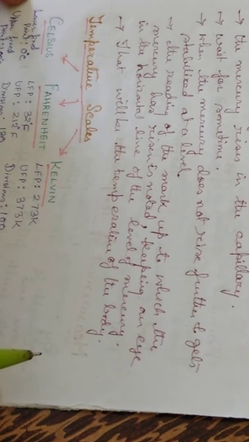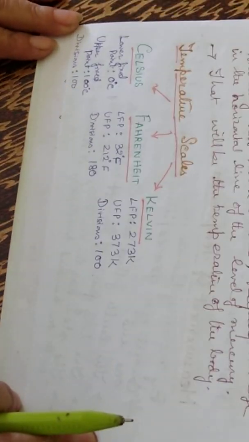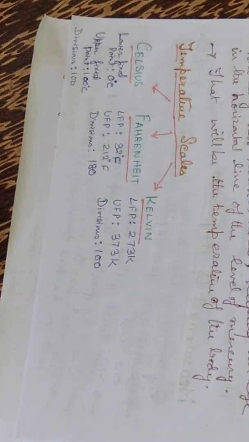Now, temperature scales are three. I told you they are Celsius, Fahrenheit and Kelvin. In Celsius, the lower fixed point is 0 degrees centigrade, the upper fixed point is 100 degrees centigrade, and there are 100 divisions. In Fahrenheit, the lower fixed point is 32 degrees Fahrenheit, the upper fixed point is 212 degrees Fahrenheit, and there are 180 divisions. In Kelvin, the lower fixed point is 273 Kelvin, the upper fixed point is 373 Kelvin, and there are 100 divisions.